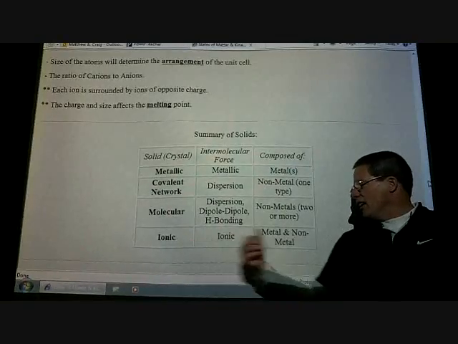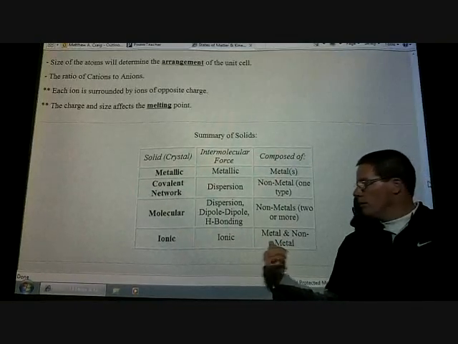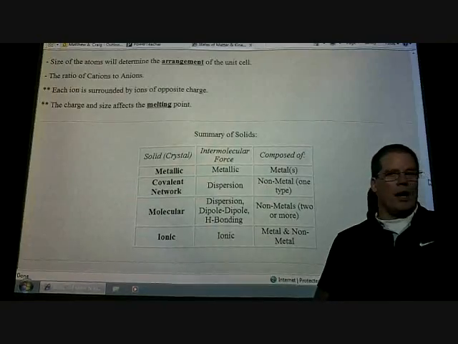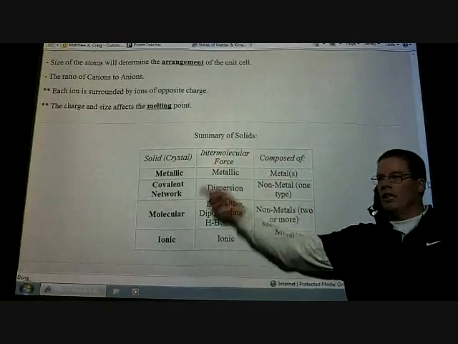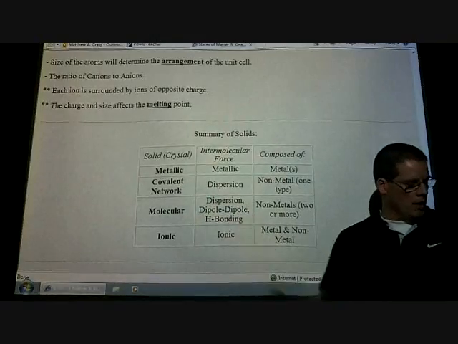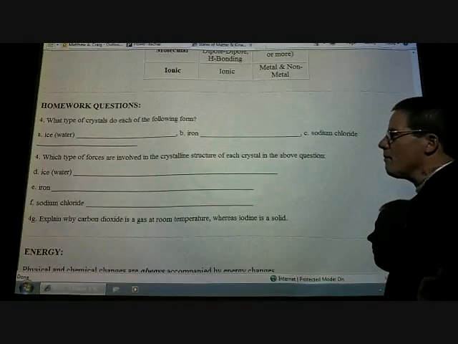And then ionic, again, it's made up of a metal and a nonmetal, and it's held together with ionic intermolecular force. This would be a very good thing to study for the test. Again, it's not for a while yet, but definitely make note of that.